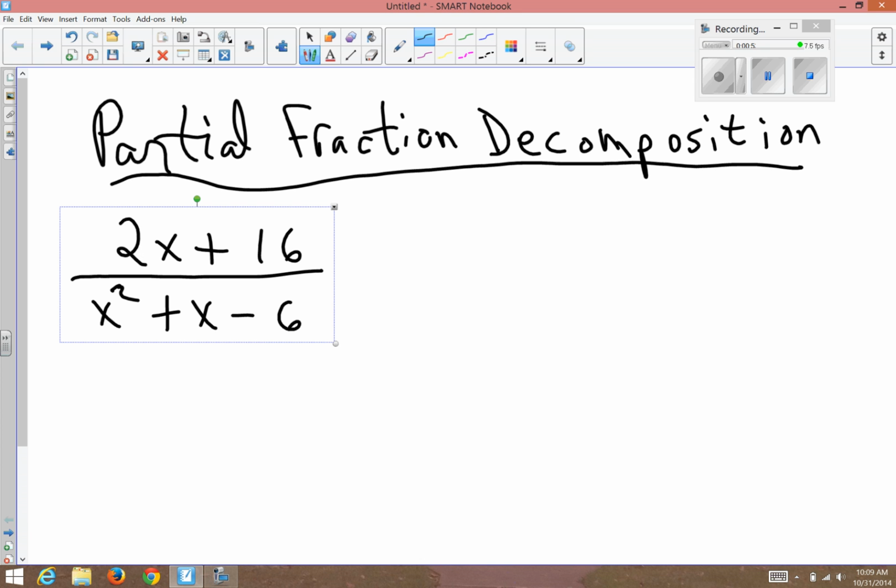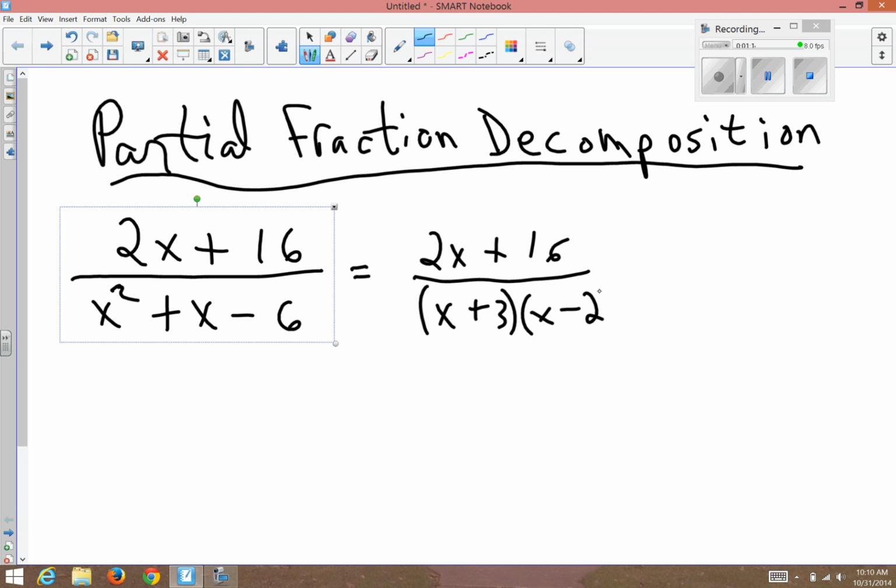So when we're all done, I'll repeat what the goal is. To achieve the goal, we start by factoring the denominator. x plus 3, x minus 2. Is that the same as x squared plus x minus 6? So the denominator is factored correctly.